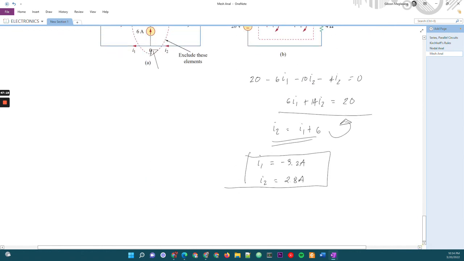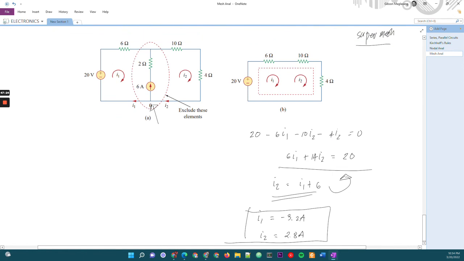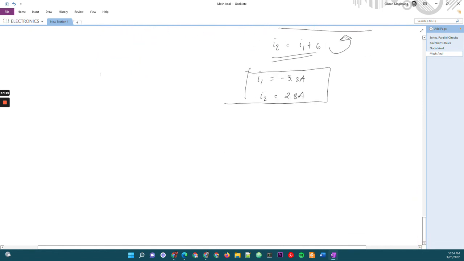So once you get I1 and I2, you can determine the current and so on. Okay? So note the following properties of your super mesh. In the super mesh, the current source provides the constraint equations necessary to solve for the mesh currents. The super mesh also has no current of its own, and the super mesh requires the application of both the KVL and the KCL.